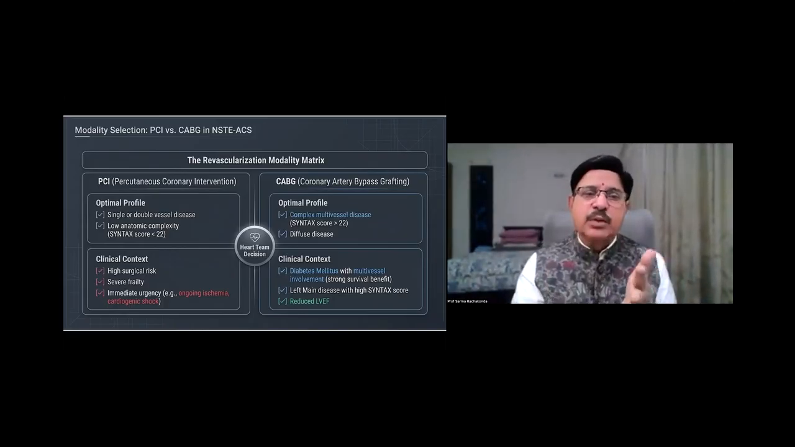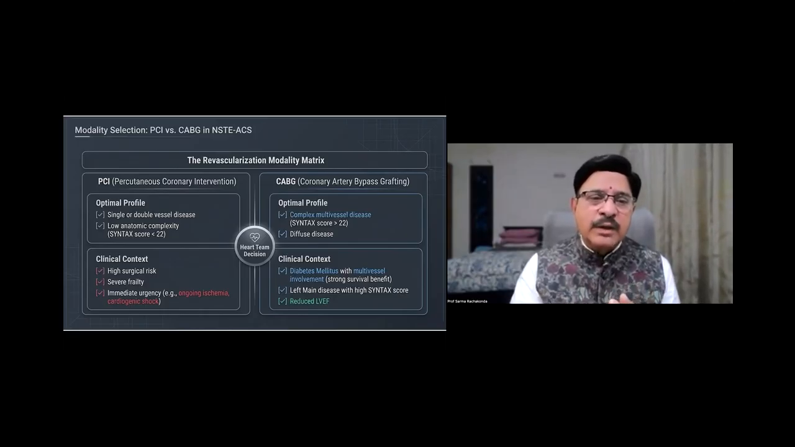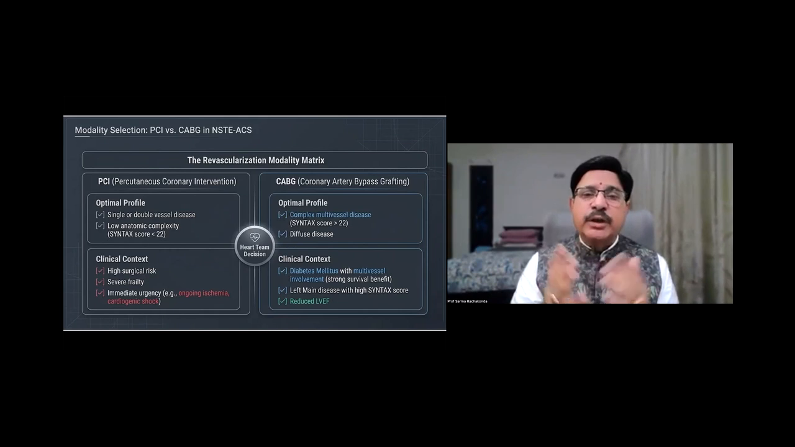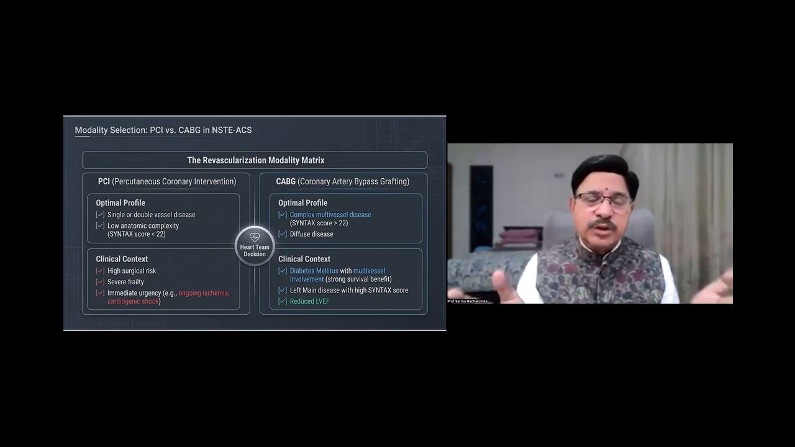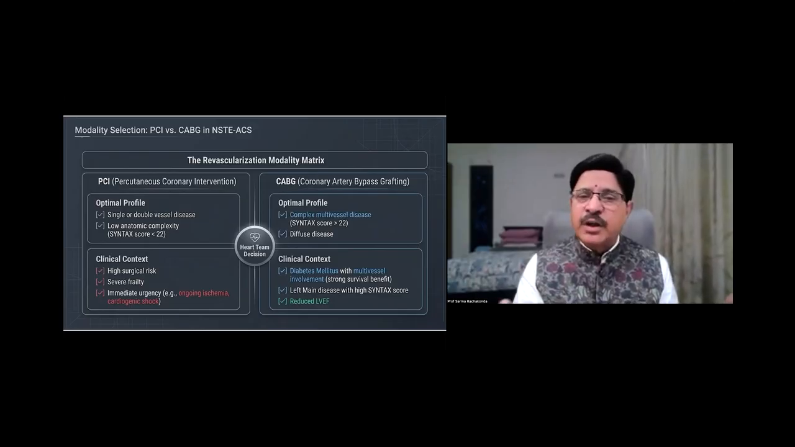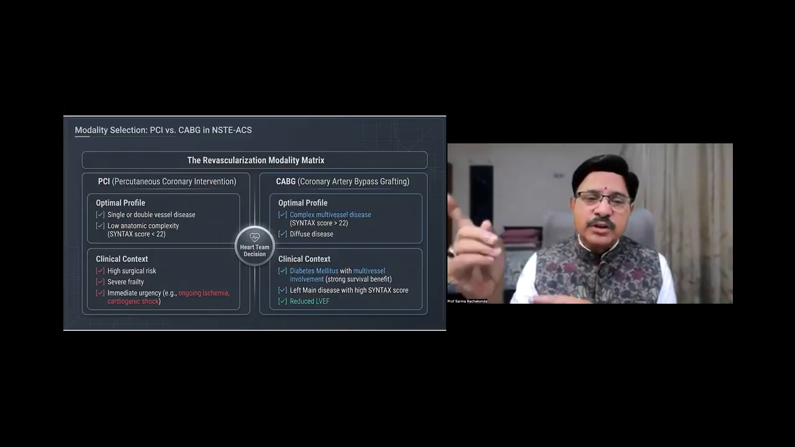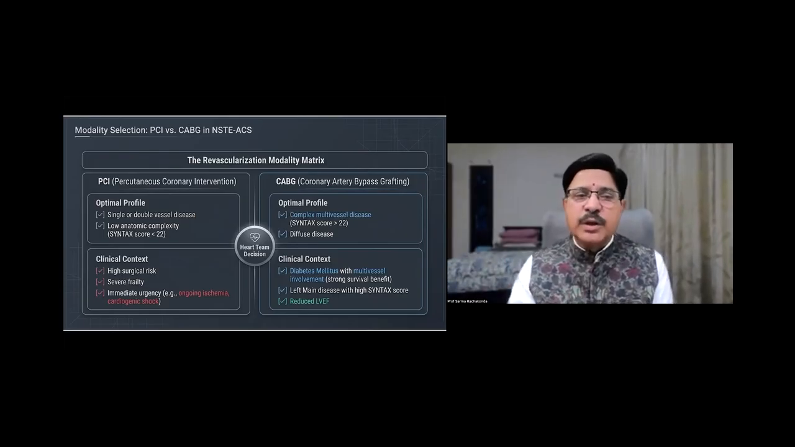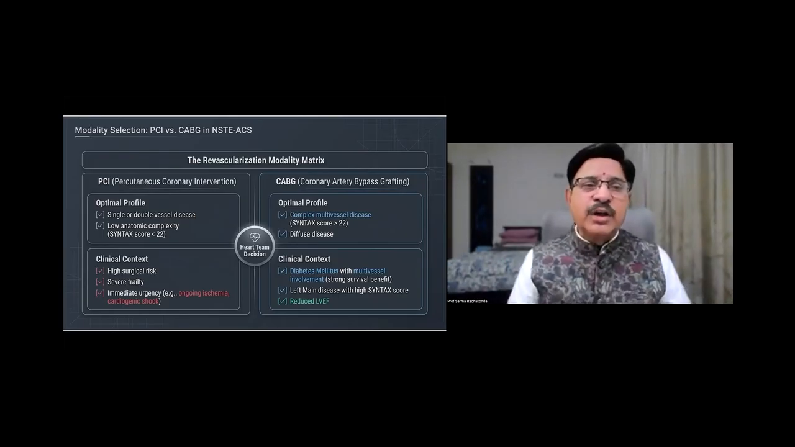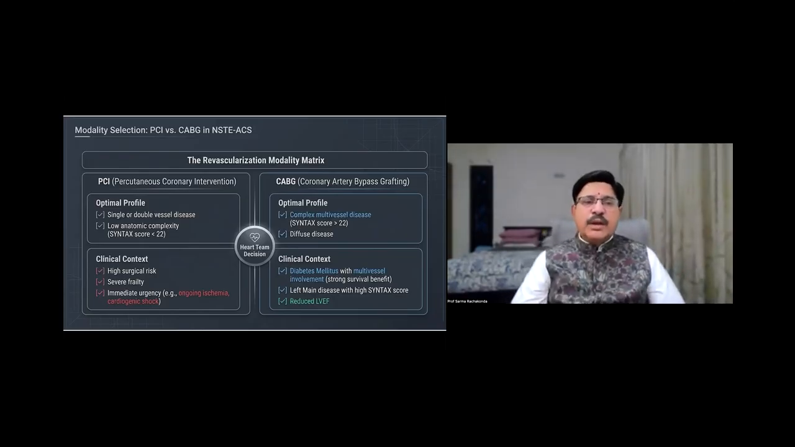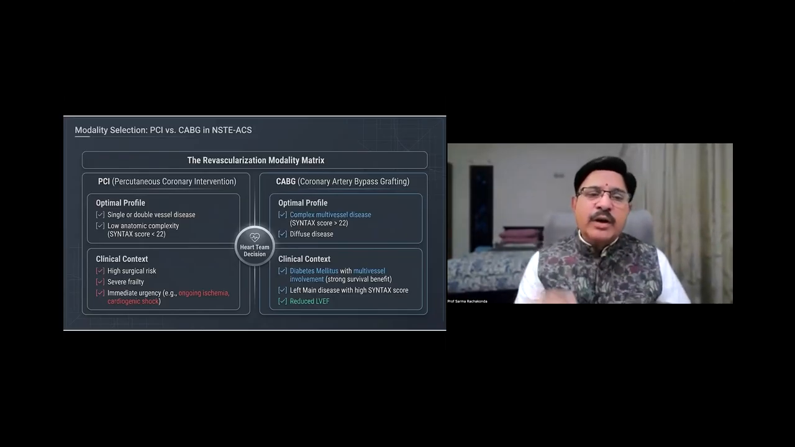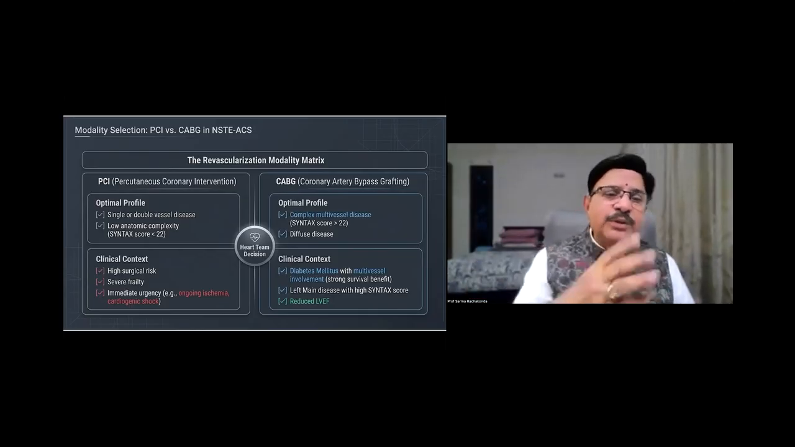SYNTAX score is less than 22. Single vessel disease, double vessel disease, relatively stable patient, optimal profile. This is one group. The other group is very elderly, an 80-year-old, high surgical risk, very frail patient. I cannot take him for surgery. Though he requires surgery, I cannot take him. Surgery is contraindicated. There is immediate urgency, cardiogenic shock is there, ongoing ischemia is there. I have to save the patient. Do PCI. One scenario, suitable patient, you do it. One surgery non-suitable patient, do PCI.